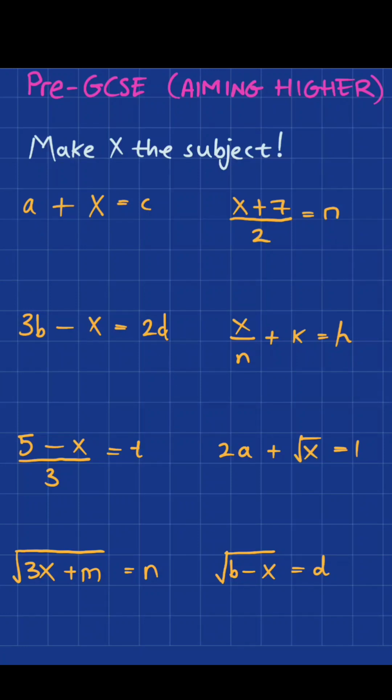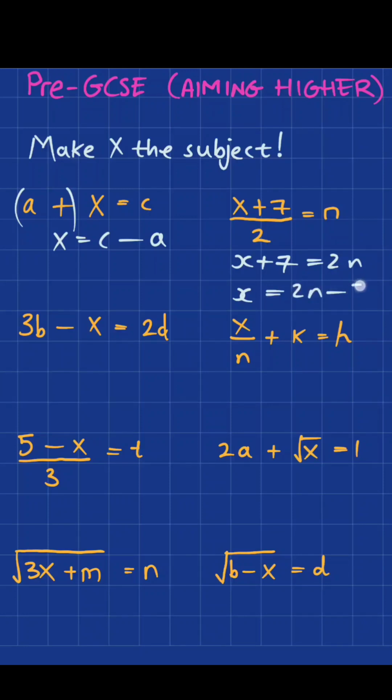So in this one, the first one, pretty simple. We're just going to get rid of the a on both sides, so we have x equals c subtract a, and then we're done. Next one, first of all we're going to have to multiply by 2 on both sides, and then we're going to take away 7. Done.